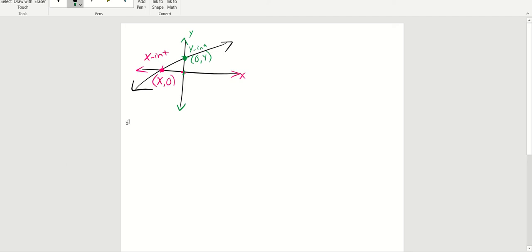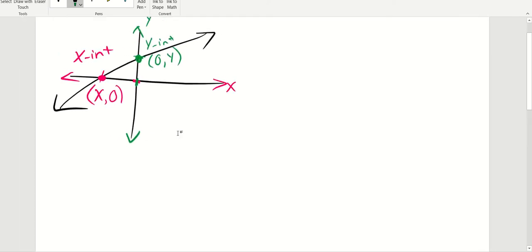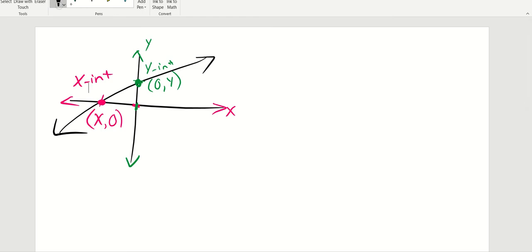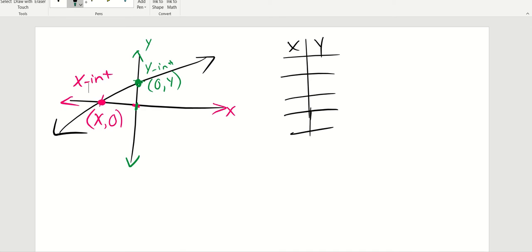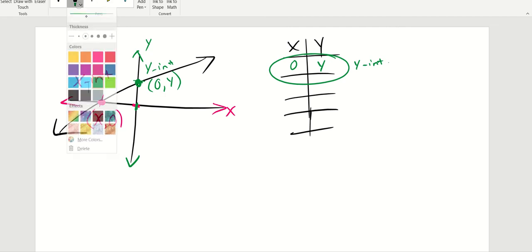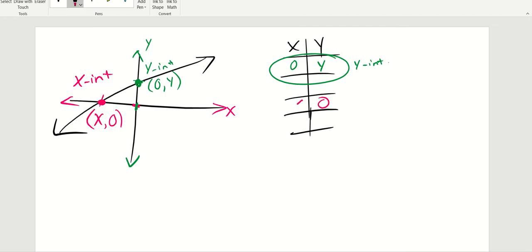And then when we have a table, we're going to have, for example, the same situation. You're going to look for your zeros. So if you have a 0 on the left side, you're looking for whatever y value that is. So that will be your y-intercept. And if you have a 0 on the right side, that means you have an x value. So that will be your x-intercept. So anytime you are being asked for the intercepts in a graph or table, this is where you will find them.